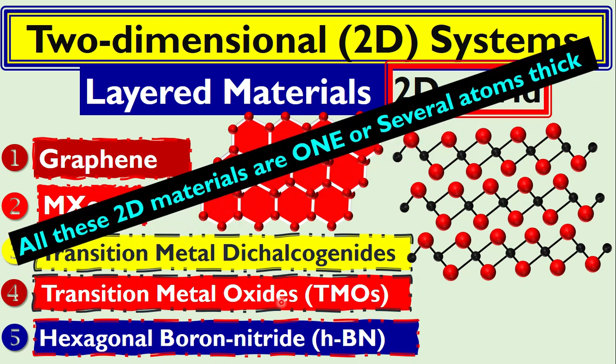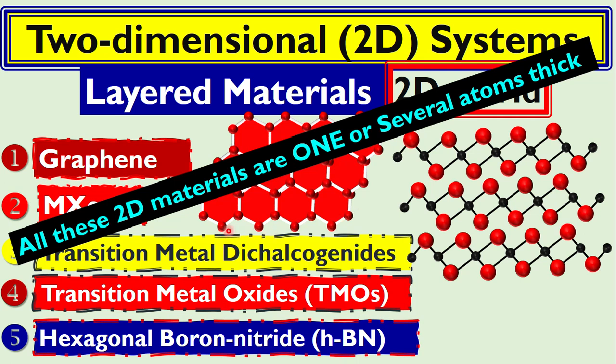All these two-dimensional materials are very thin. The thickness of these materials is very small. In most cases, it is made of one or several atoms. This means that we just keep one atom next to another atom, and we make a layer, just like a page. If you look at a page, the thickness is very thin.